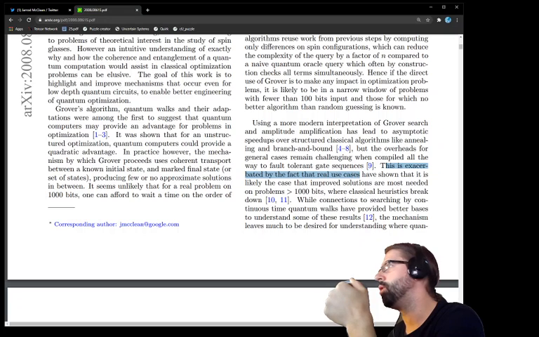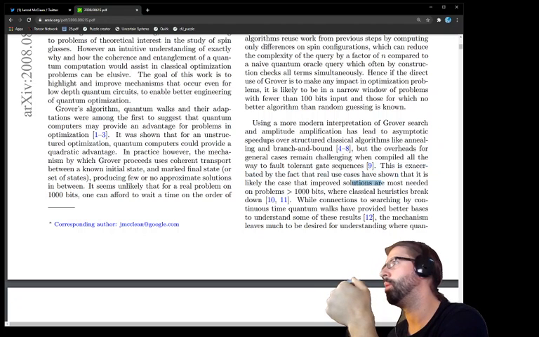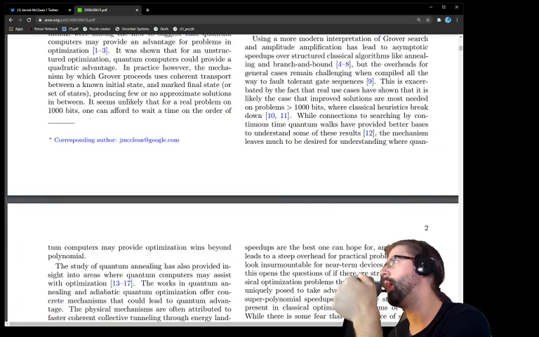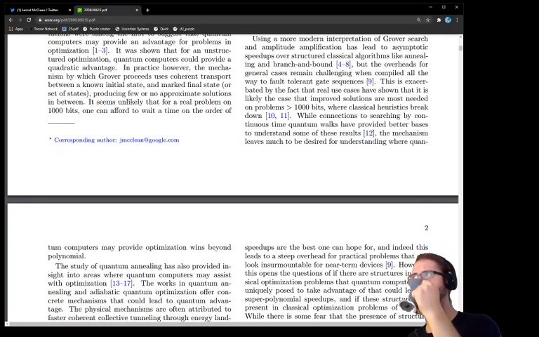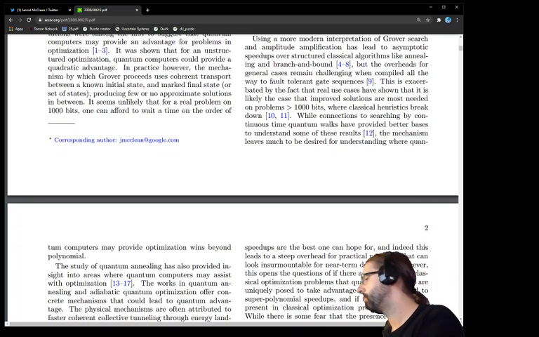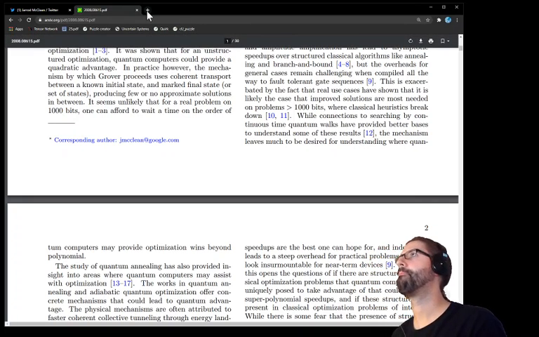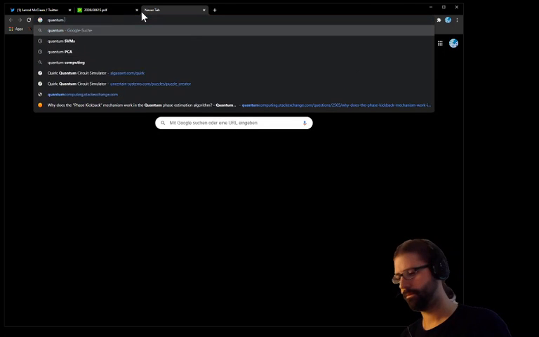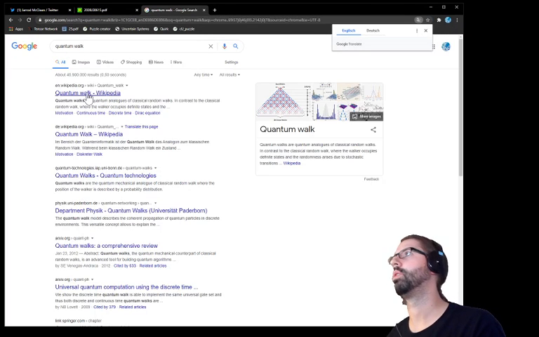And the fact that real use cases have shown that it is likely the case that improved solutions are most needed on problems with over 1,000 bits, where classical heuristics break down. Connections to searching by continuous time quantum walks have provided better bases. I've never done quantum walks. I should do that. I don't even know what a classical random walk is, you know.